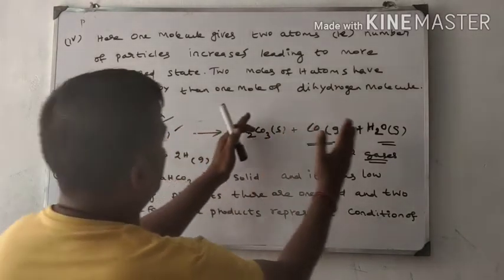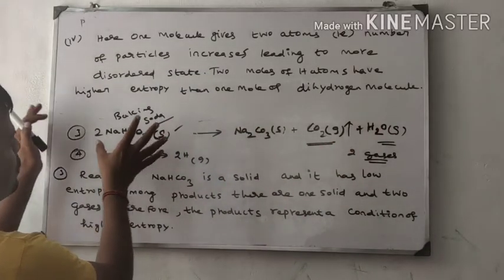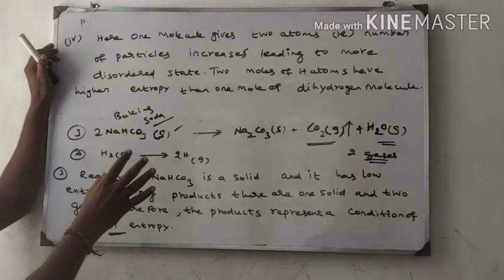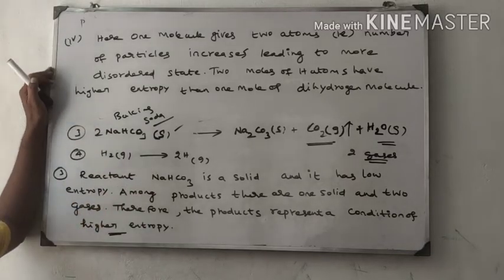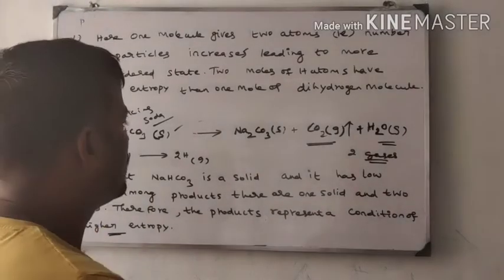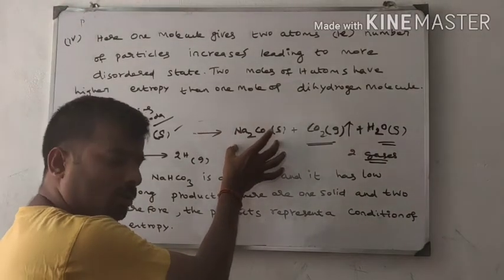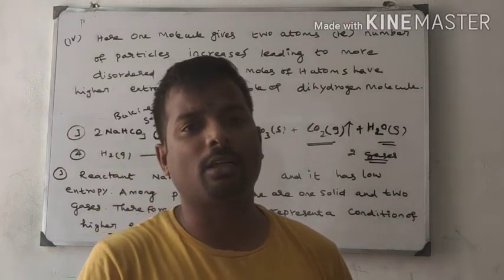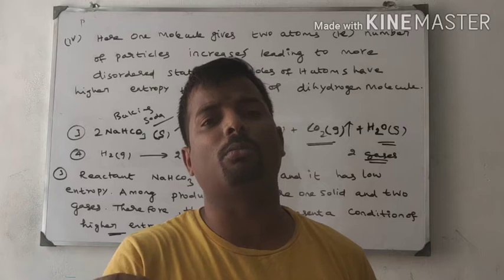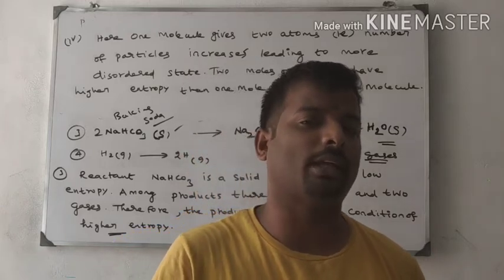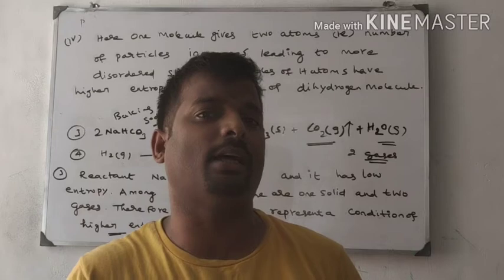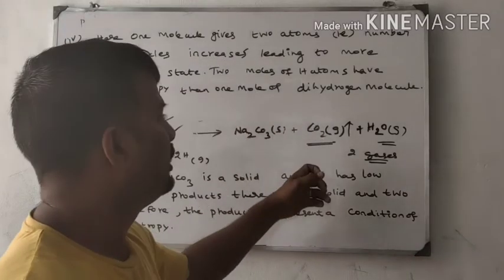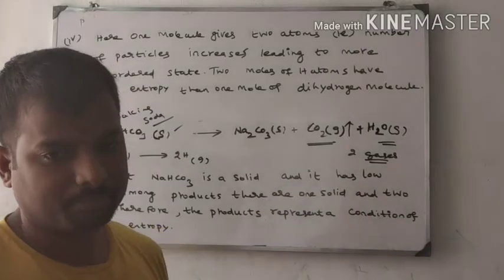Compared to this part and this part, this is a solid part, so the orderliness is more. If particles are orderly arranged, then the entropy is less, because entropy means degree of disorderliness. In this case, sodium carbonate alone is solid, the remaining two are gases. In gases, the gap between one molecule and another is high, so they move zigzag here and there and collide with each other. That leads to disorder. Therefore, entropy increases here.